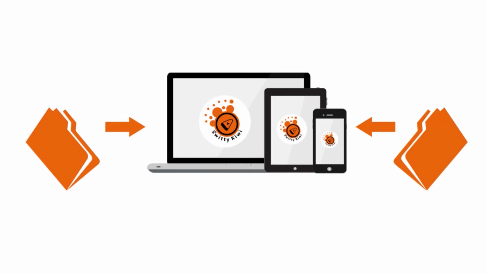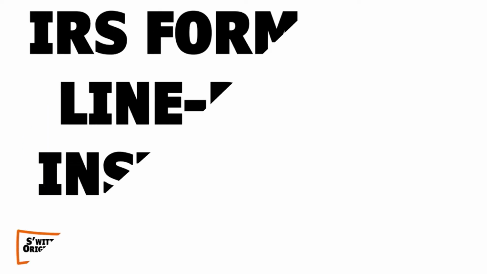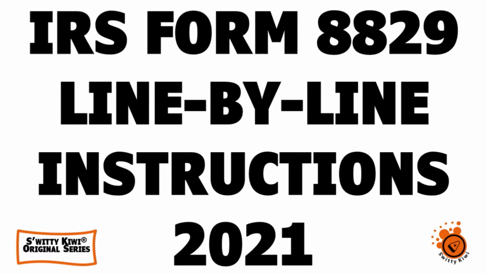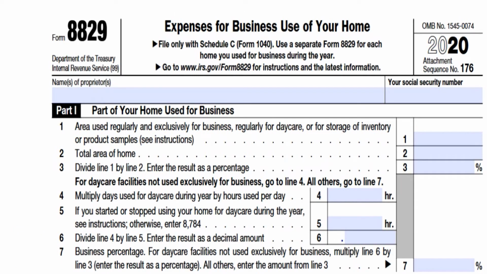I want to walk you through the 8829 form. So here we have part one. As you can see on the screen, we're showing you the form. The form is titled Expenses for Business Use of Your Home, and you have to put your name, the name of the proprietor, and your social security number.